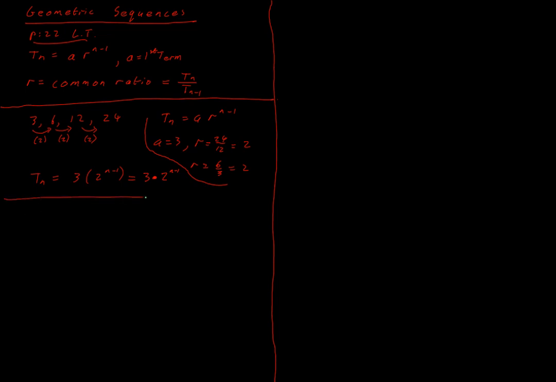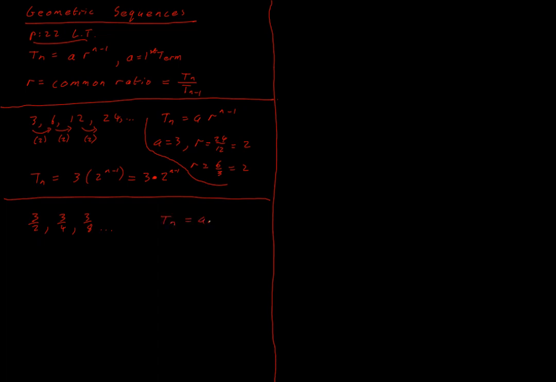Let's do another one, because this is a little bit of a different pattern than we're used to. I'll give you another very straightforward example. If I have 3 over 2, and then 3 over 4, and then 3 over 8, that pattern keeps going. Let's find out what Tn is equal to.